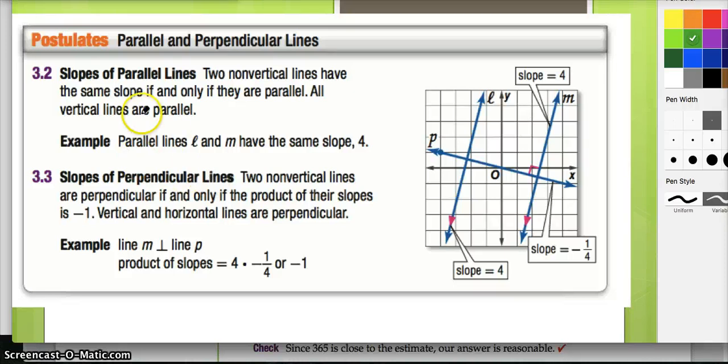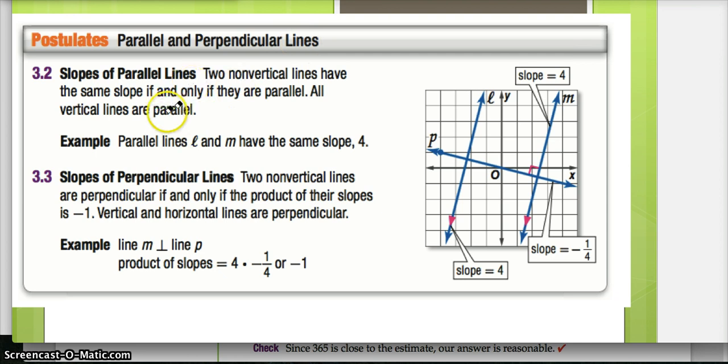Remember the if and only if statement? That was that little side lesson I gave you guys. This is called a biconditional statement, meaning it can go either way. You can start with parallel lines and say that they must have the same slope, or you can start with the same slope and say they must be parallel. It goes both ways. So there's that.